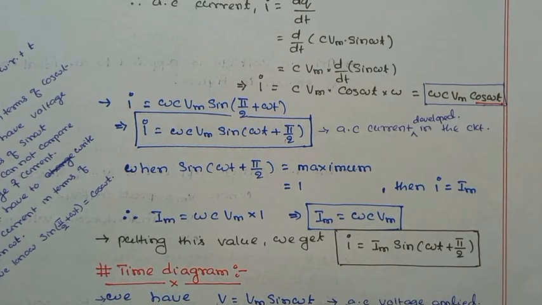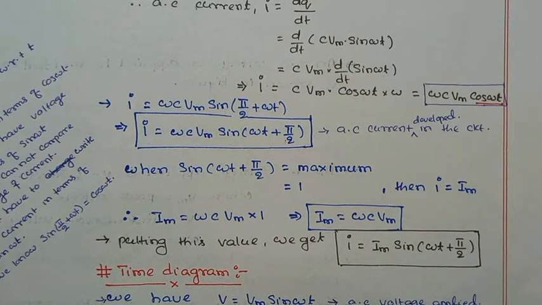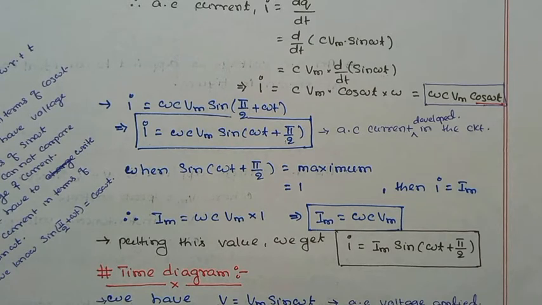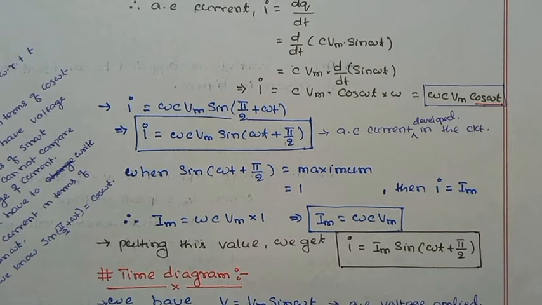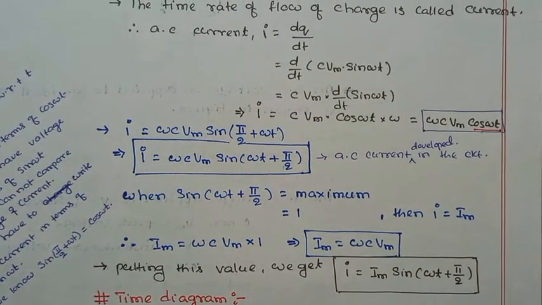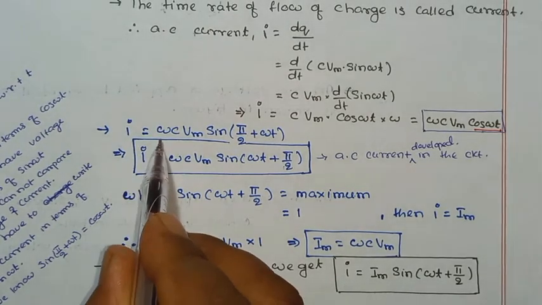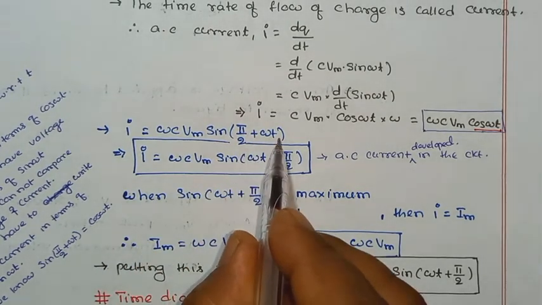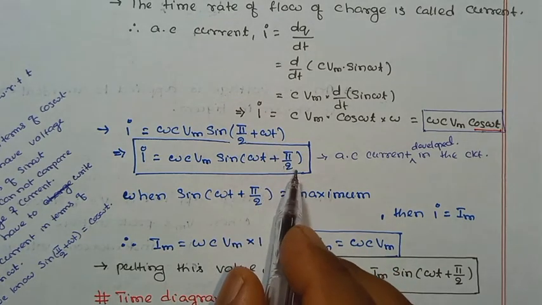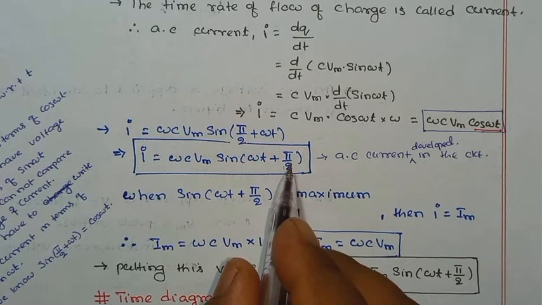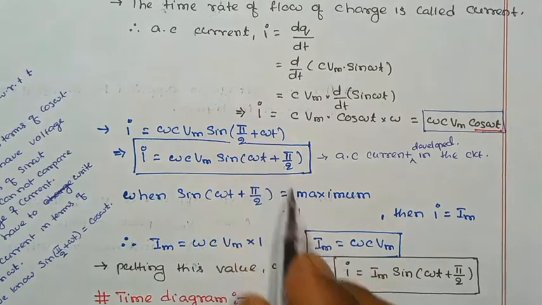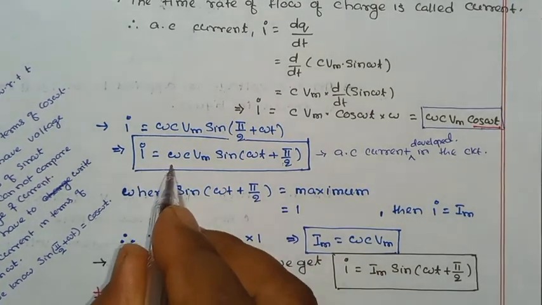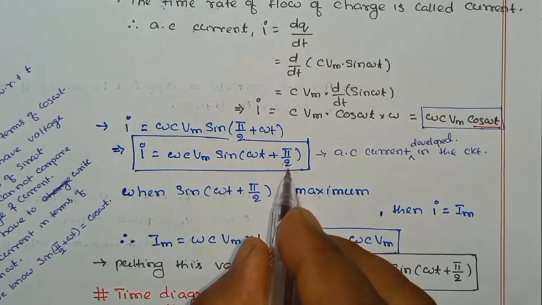We know sin of pi by 2 plus omega t is equal to cos omega t. Therefore, in place of cos omega t, we will put sin of pi by 2 plus omega t. ठीक है? Therefore, the equation becomes I is equal to omega C Vm sin pi by 2 plus omega t. We know a plus b is equal to b plus a. So, now we will write pi by 2 plus omega t as omega t plus pi by 2. So, I is equal to omega C Vm sin omega t plus pi by 2. This is the AC current developed in the circuit.